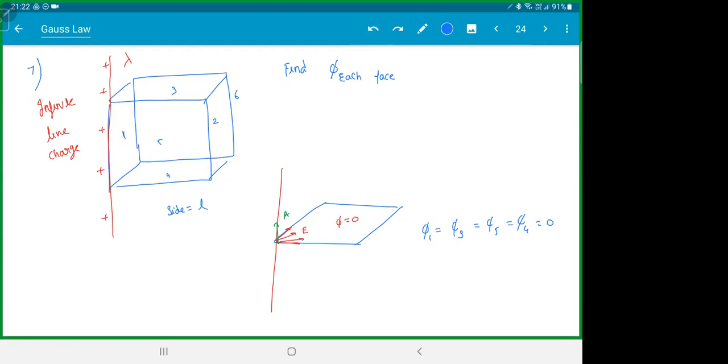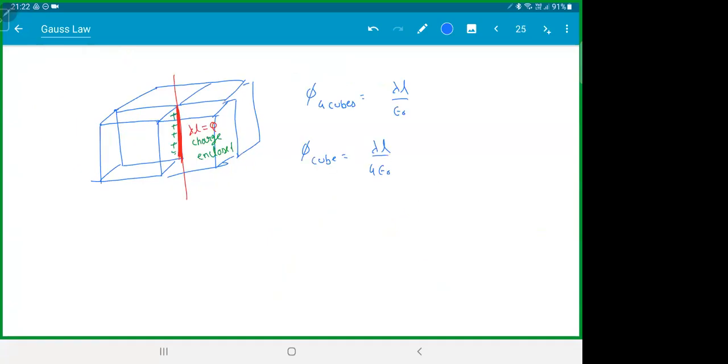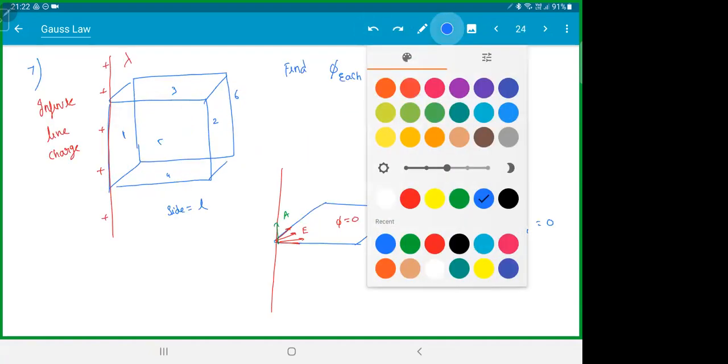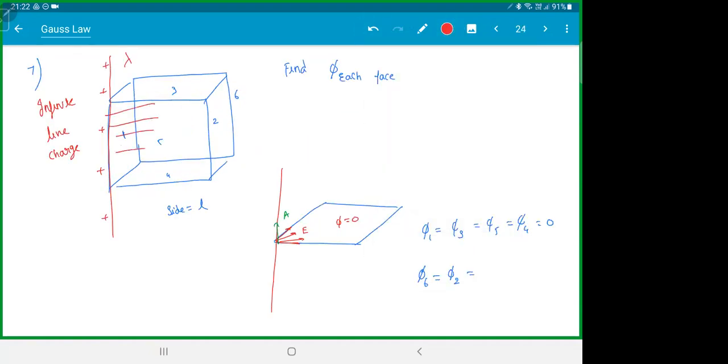Is that clear? And here, who has the flux? So flux 6 and flux 2 are there. Whatever flux you have, they'll take equally here. So flux 6 and flux 2 will take half of this flux. Is that making sense, everyone? So basically, you always have to find, first of all, how much flux this line charge will give to the cube. See, all the lines won't pass through the cube, right? They'll spread out.